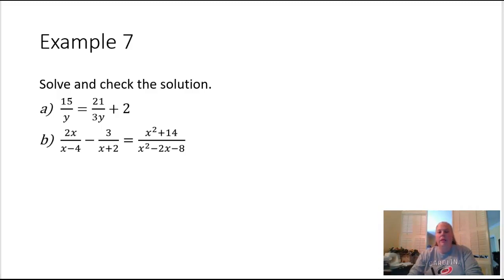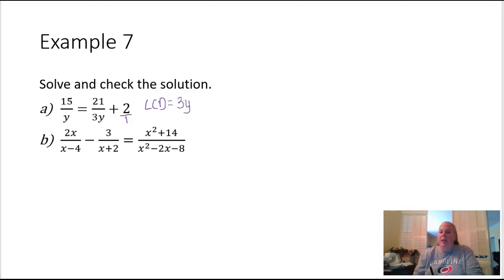And what that's going to do is eliminate the fractions, because it will cancel out terms from the denominator of the fraction. Okay, so let's look at A. All of my denominators are y, 3y, and 1. So it looks like my least common denominator is going to need to have a 3 in it and a y.